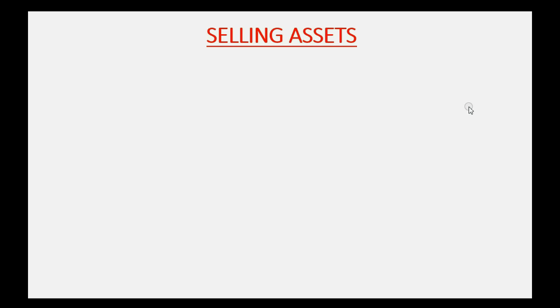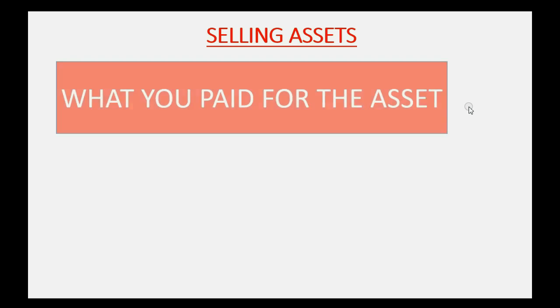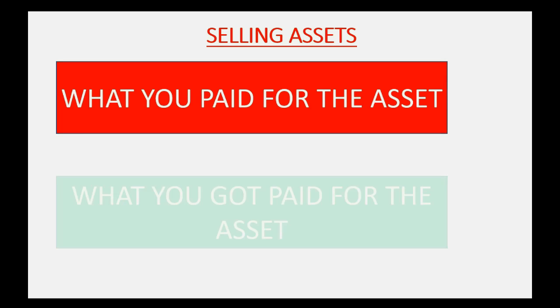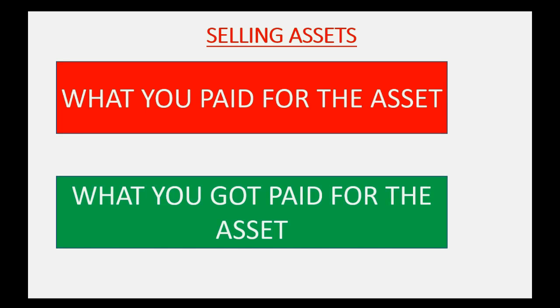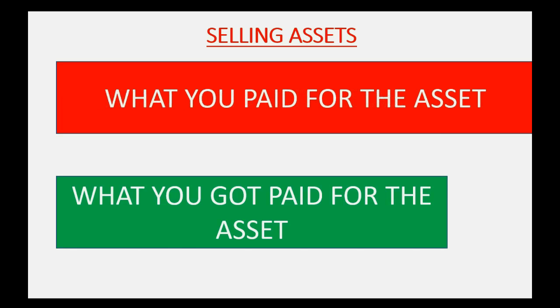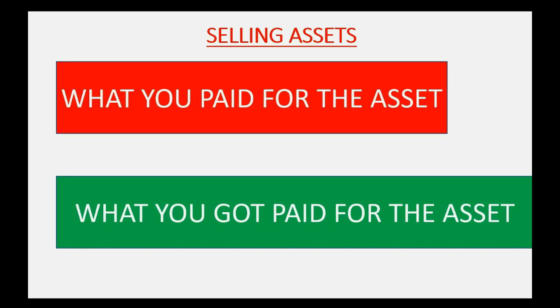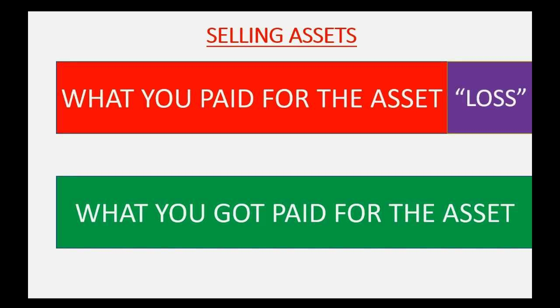When you sell a non-business asset, you must compare what you originally paid for the asset to what you are getting paid for the sale of the asset. If what you originally paid for the asset is more than what you got paid when you sold it, then you have a loss. However, if what you paid for the asset is less than what you got paid for the asset, in that case, you have a gain.